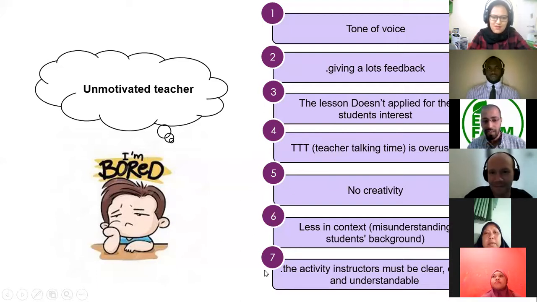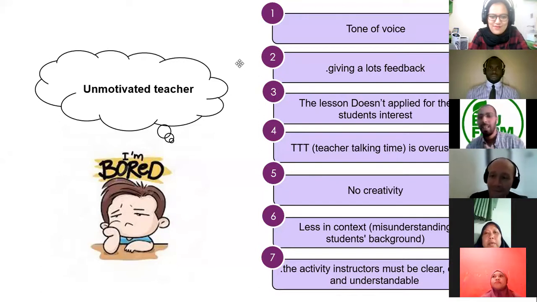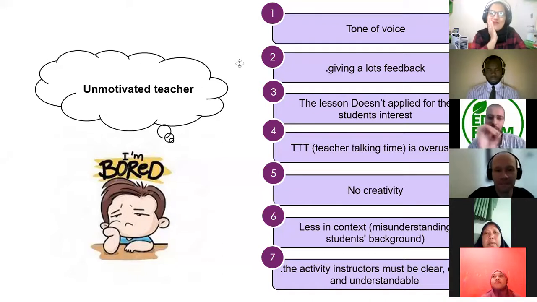And the last point over here, the activity and structure must be clear, easy, and understandable. So when you give them a task or a game, you have to be clear. You don't need to rush the structure or give them a lot of information. So the points have to be clear so that they can understand you and then understand the game and follow the game too. Okay, so I think it's the last slide.